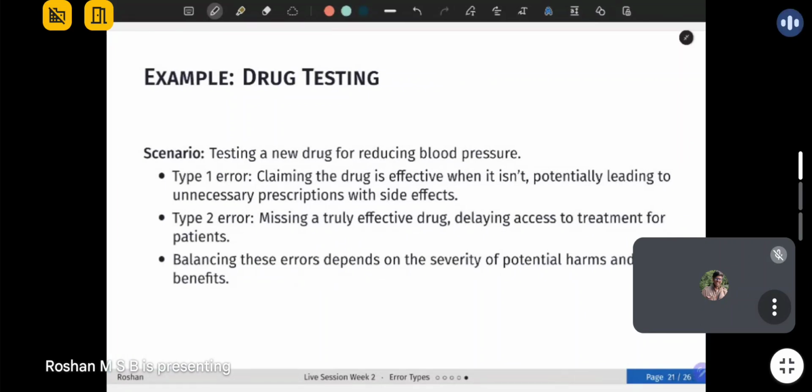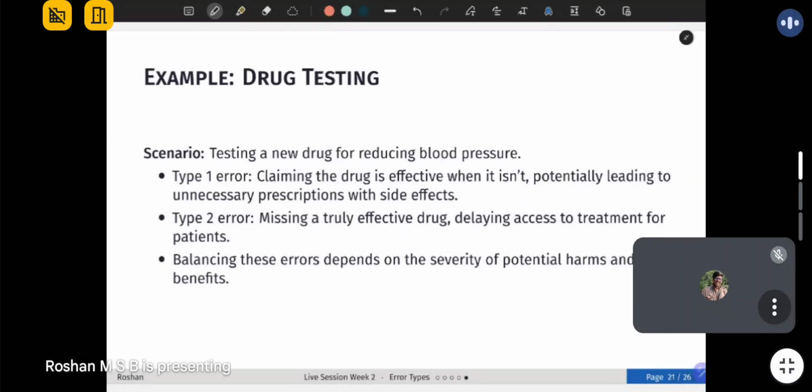This slide actually combines what I've been talking about in the previous few slides. I'm testing a new drug for reducing blood pressure. What is the type of error in claiming the drug is effective when it actually isn't? Doctors are prescribing it to the masses and everyone is getting side effects.